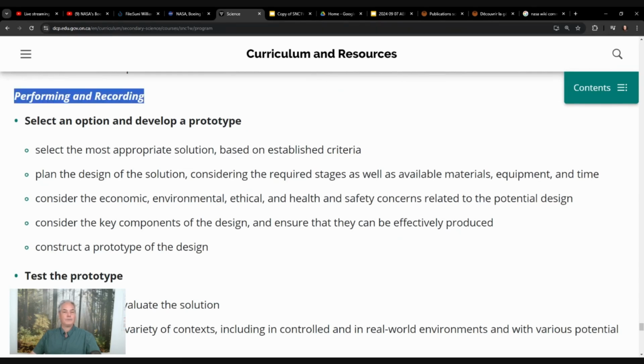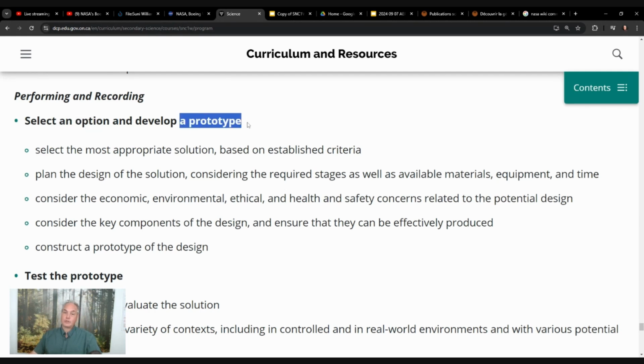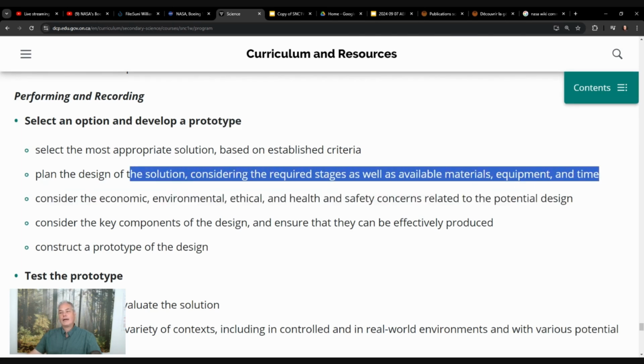So here, there we go. First of all, we need to select an option to be able to solve the problem. Because if you just do the planning, the problem still exists. So you select an option and then you need to develop a prototype. Sometimes it may be a piece of equipment that already exists, but you want to make it better. You want to make it an improvement. So an improved prototype. From there, you will be looking at the solution you've chosen, but you also have to look at the materials available. You need to look at the equipment available and sometimes the time available.